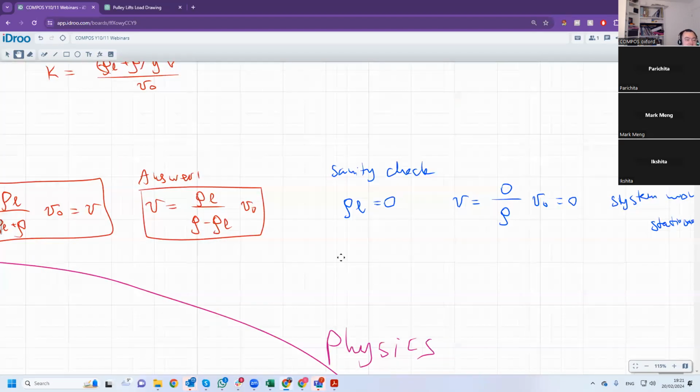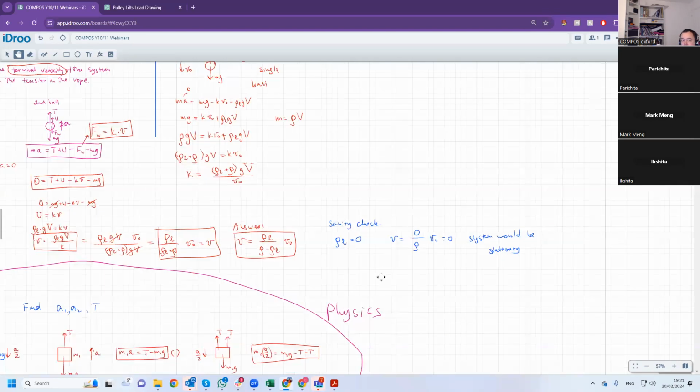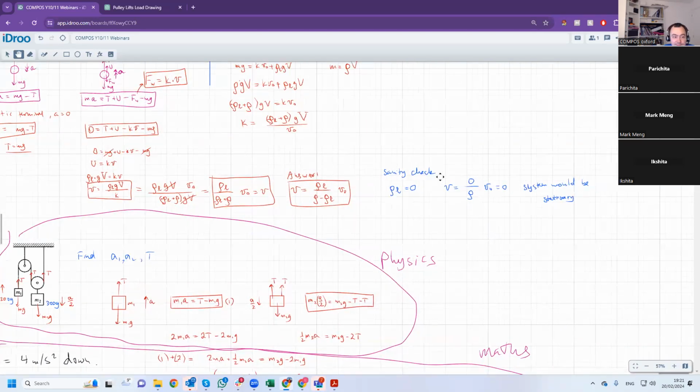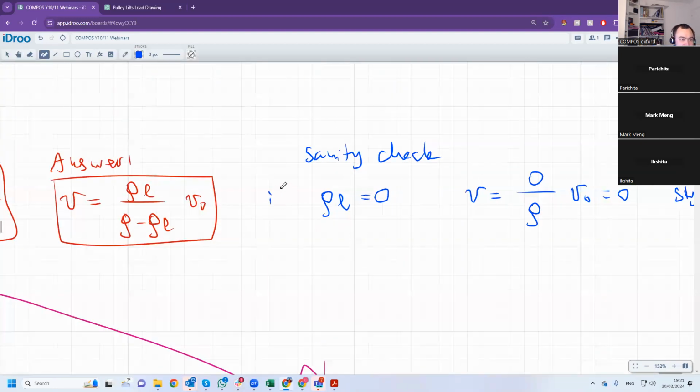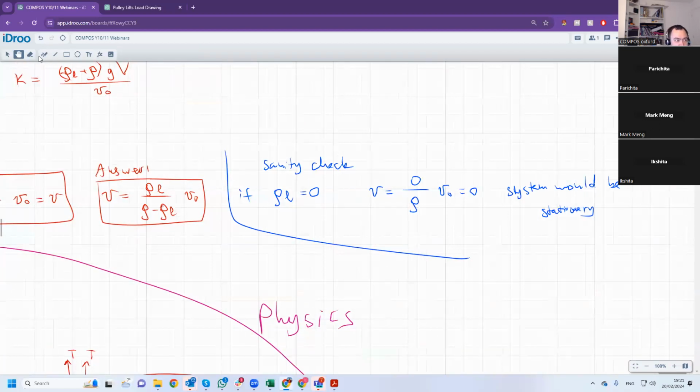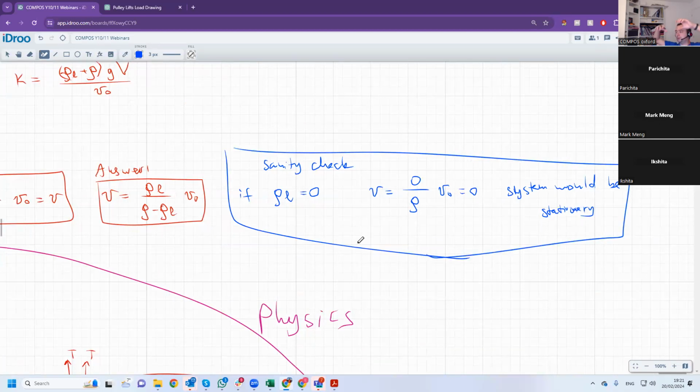Okay, yeah, that's a sanity check. What I said: if the liquid is air. The density of air is not 0, but it's very close to 0. If you're talking about a metal ball, for example, yeah, so if there's no liquid, basically, that's what I'm saying. Then it would be stationary if there was no liquid.